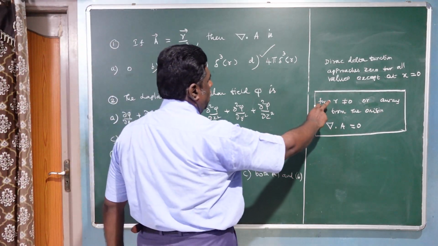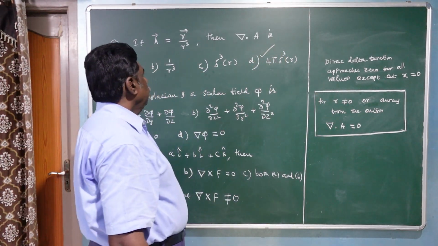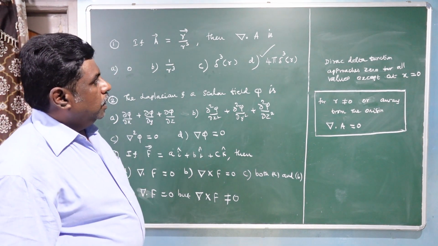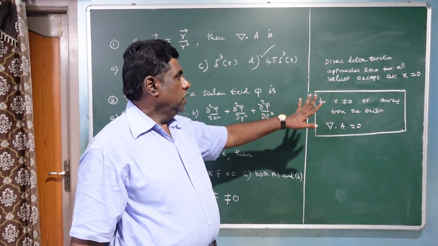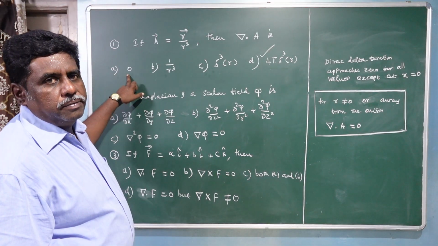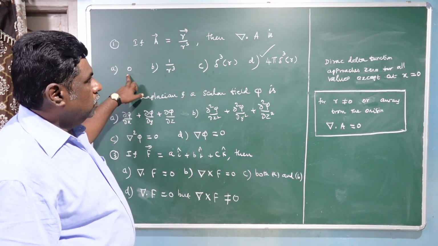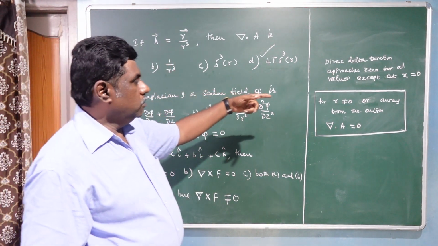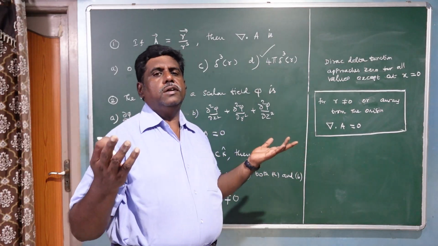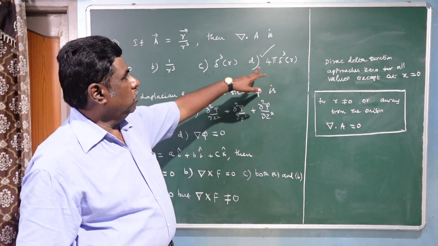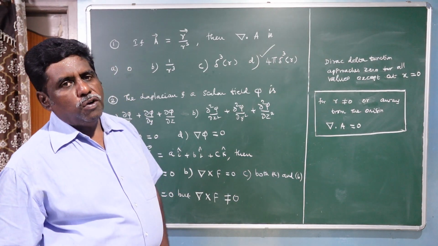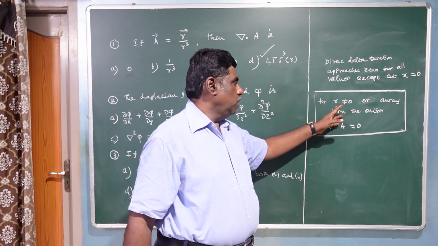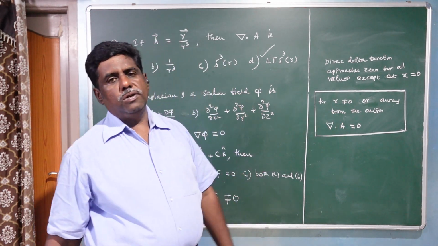Suppose the condition R not equal to 0 is included. If vector A equals vector R by R cube, find the value of del dot A at R not equal to 0, then you may choose option A, 0. They have given it without any condition. At this stage, the origin is also included. The surface includes the origin also, not away from the origin. Therefore option D, 4 pi del cube of R, is correct. Suppose the problem is asked with the condition of R not equal to 0, then the value of del dot A equals 0.